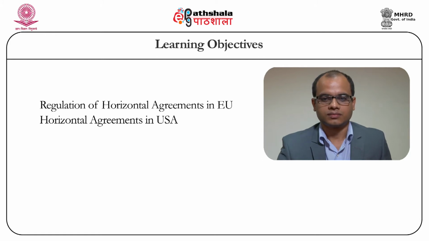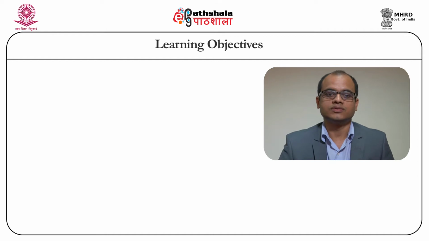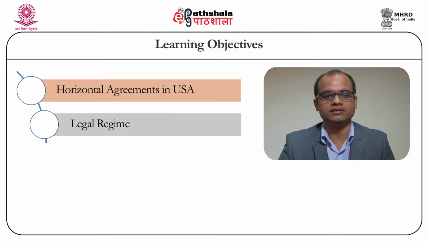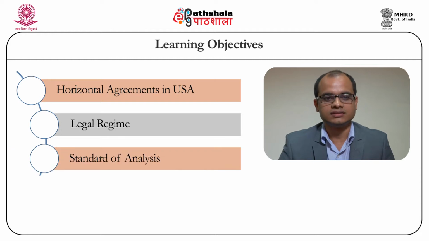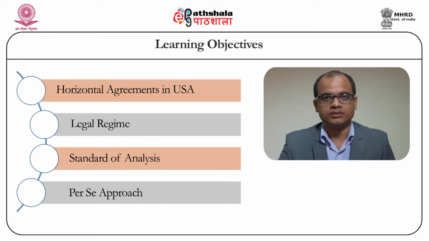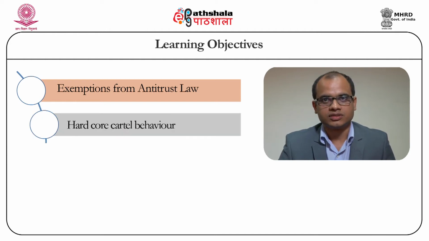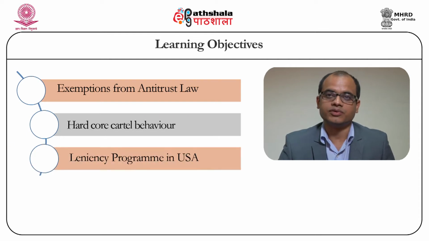So, USA is one of the oldest jurisdictions. First of all, we will deal with the horizontal agreements in USA. We will talk about the legal regime, the standard of analysis, and the per se and rule of reason approach. We will talk about what exemptions are given in the antitrust law. And we will also talk about how horizontal agreements, which are known as cartels, are given prominence, and what leniency programs have been developed in USA to fight and detect cartels.